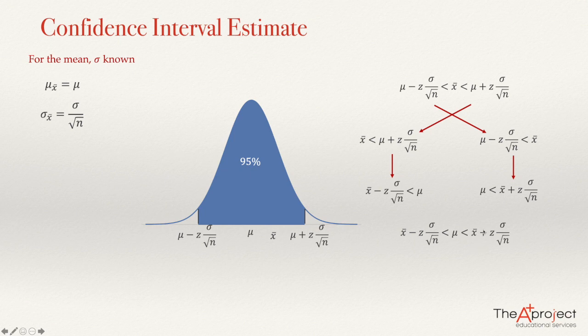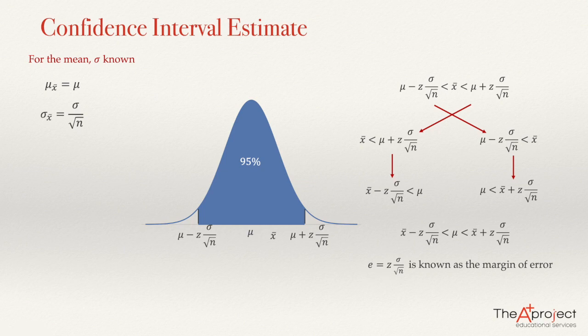The value z sigma divided by root of n is called the margin of error. Obviously, this margin of error will depend on z. As I told you, z depends on the level of confidence and depends also on the sample size. So if the sample size is bigger, this fraction here is smaller, and then the margin of error will be smaller.